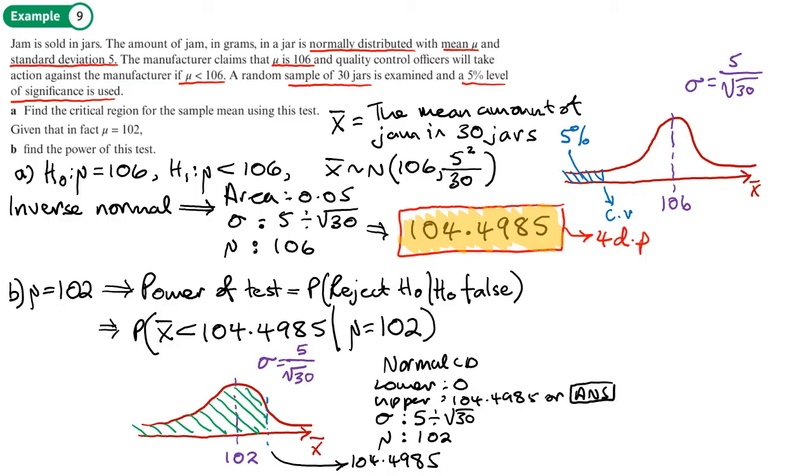So if we do that to 4 decimal places, I'll get 0.996899599, because there's loads of 9s here, so 0.9969 to 4 decimal places. So that's the power of the test, nice and high. That's what we want.